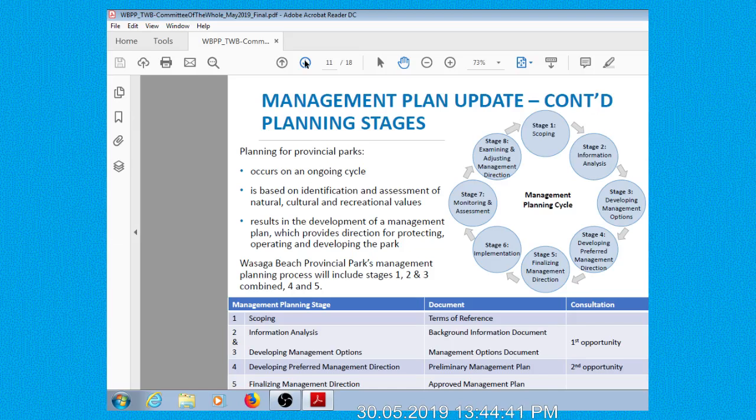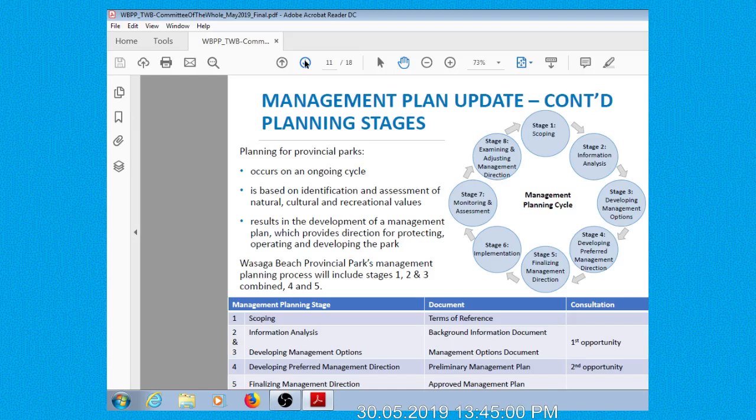So this is the kind of management planning all in one slide. It's dense, there's a lot of information there, but it captures everything that we're going to be doing in the park management planning process. You'll see the image on the top right-hand side of the circles. That's the management planning cycle as defined in the Protected Areas Planning Manual.